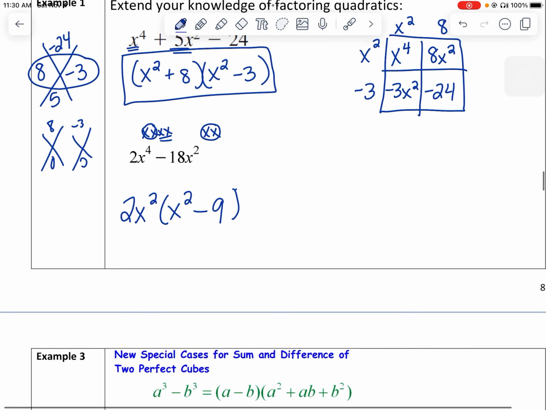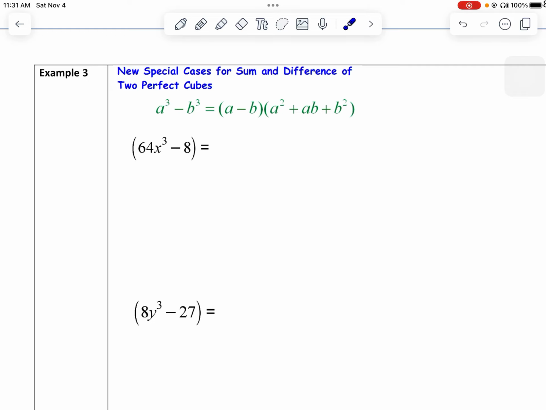So this is using techniques that you've already learned in Unit 3 and then applying them with quadratics and applying them to quartic functions. These are new. Sum and difference of perfect cubes. This formula will be given to you on your assessment, and if you ever needed it, you can look it up. So it's not necessary to memorize this, but to be able to know how to use it.